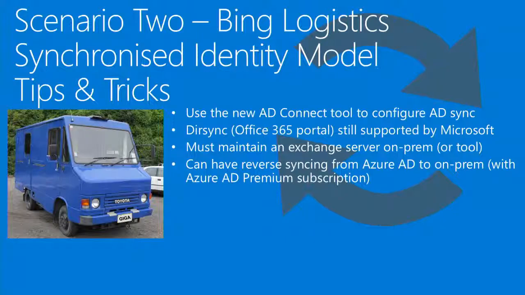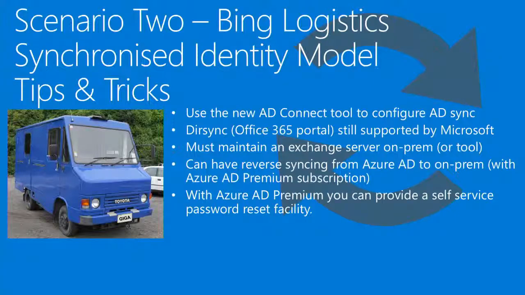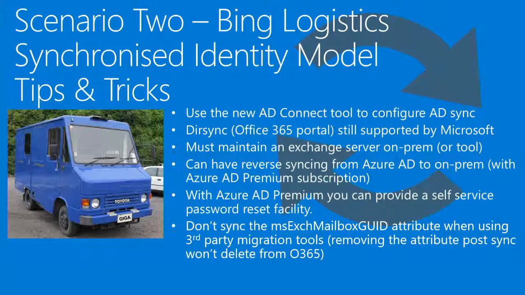You can have reverse syncing from Azure AD back to on-prem, but we need the Azure AD Premium subscription. It's around about $7 a user a month for that. We need that because if we change the password in 365, it's going to get overwritten in the next synchronization cycle as we do another sync. And with Azure AD Premium, you can do the self-service password reset, again, because that password can now get synchronized back to our local AD when it gets changed. Otherwise, as I said, it would get overwritten.